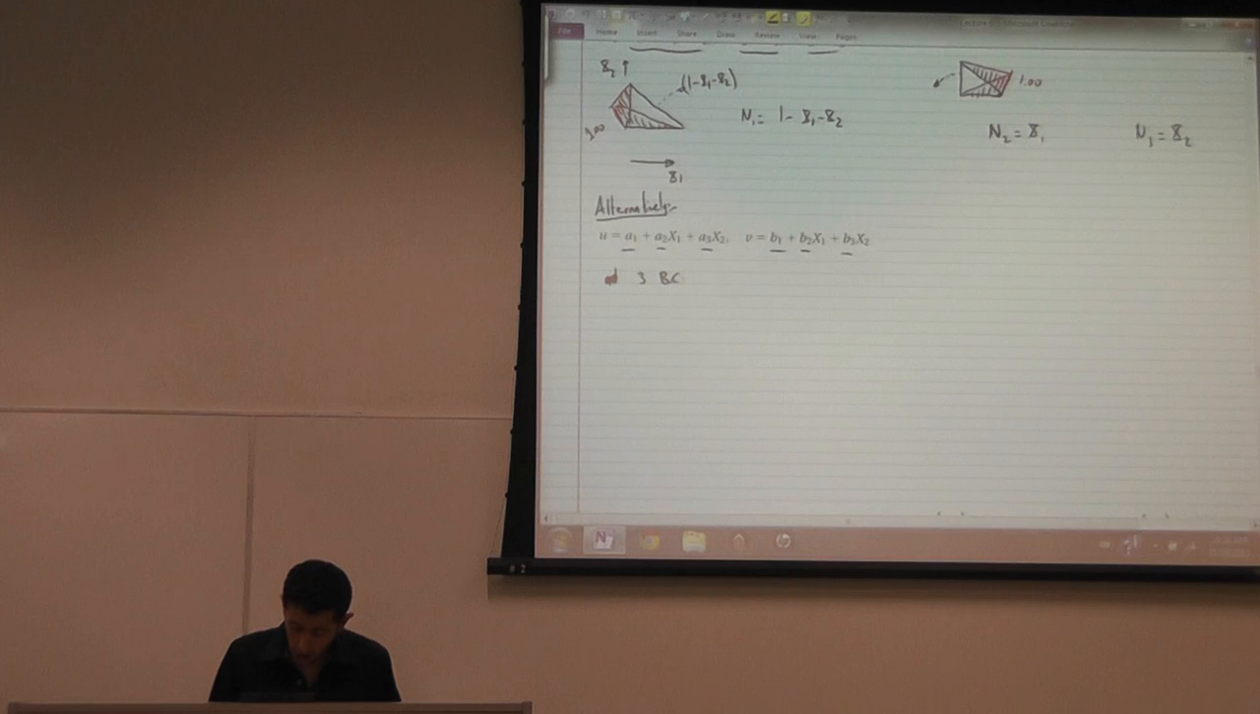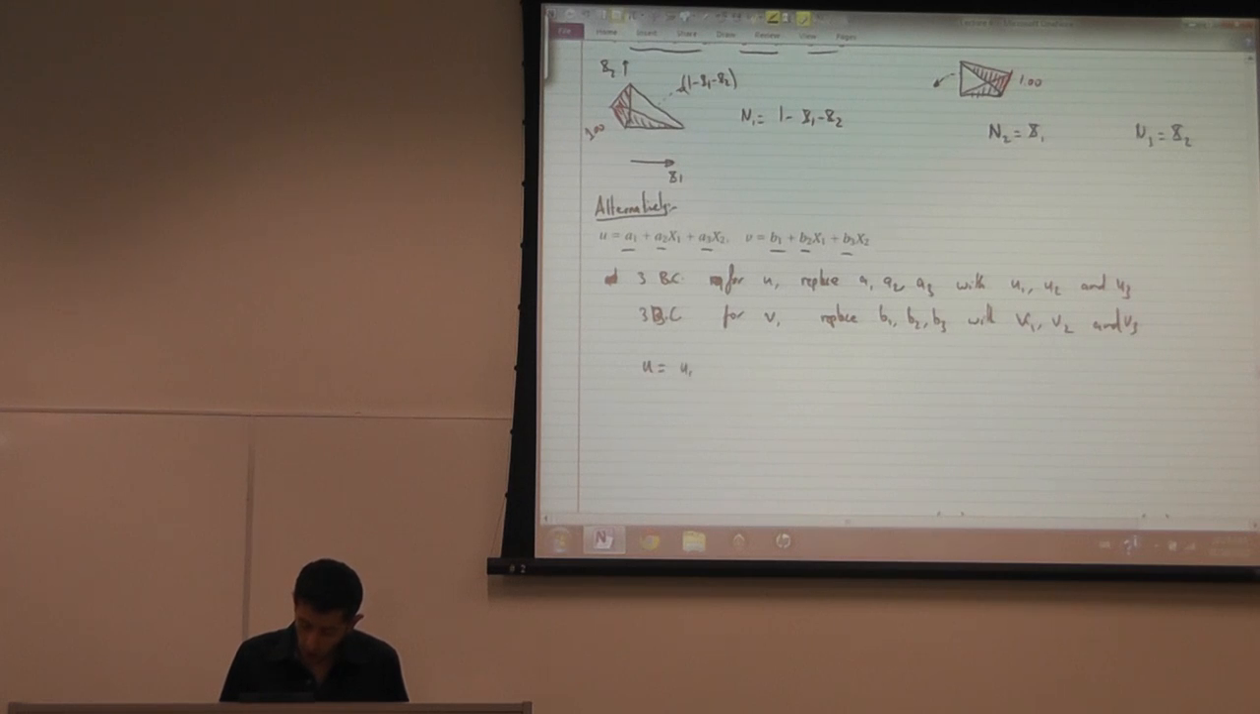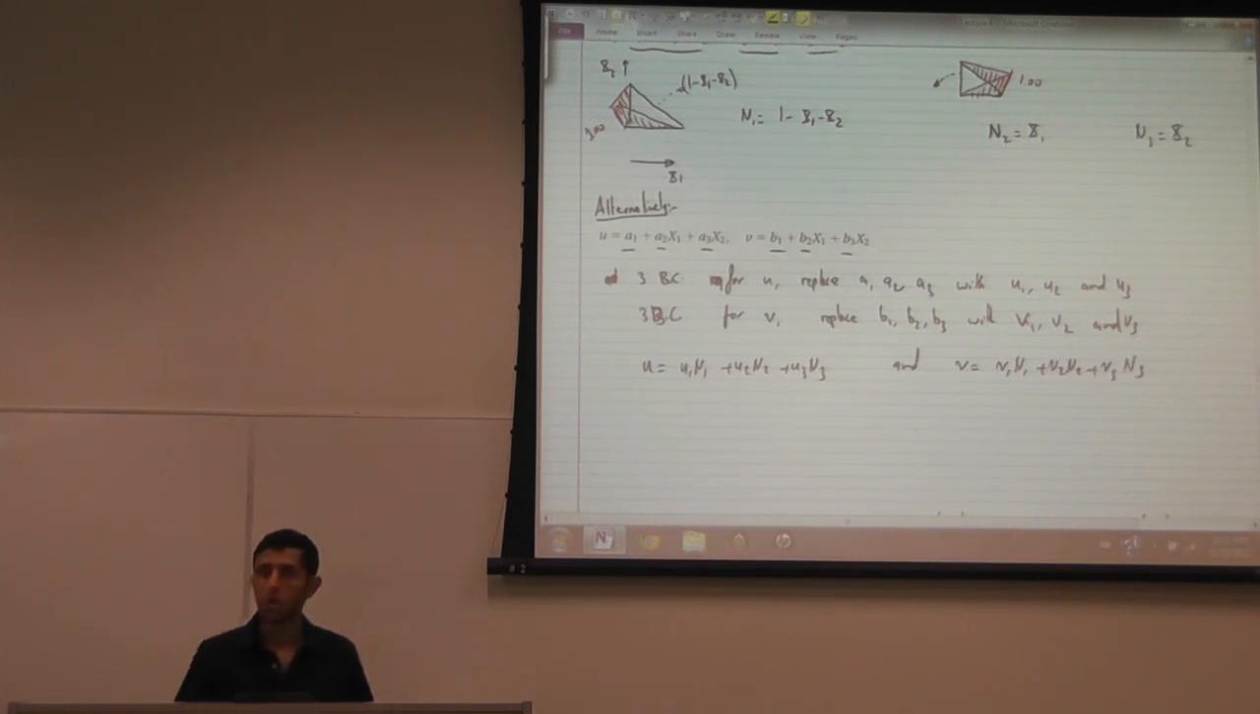Three boundary conditions for u: replace a1, a2, a3 with u1, u2, and u3. Also, three boundary conditions for v: replace b1, b2, b3 with v1, v2, and v3. You'll get that u is equal to u1 N1 plus u2 N2 plus u3 N3, and v is equal to v1 N1 plus v2 N2 plus v3 N3. The same equations that we found.